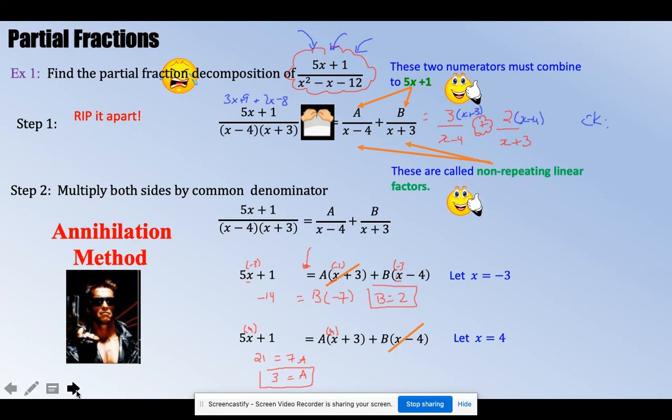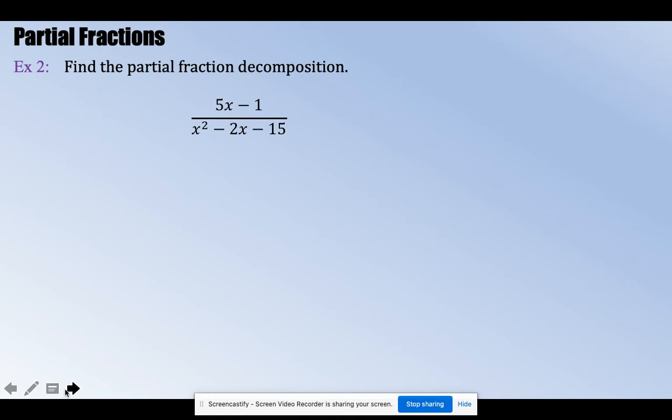So let's do another one like that before we get nastier. Maybe pause the video and see if you can do this one without me. Factor. Rip. Non-repeating linear factors are my easiest type. Multiply through by the common denominator. Bring Arnold in.